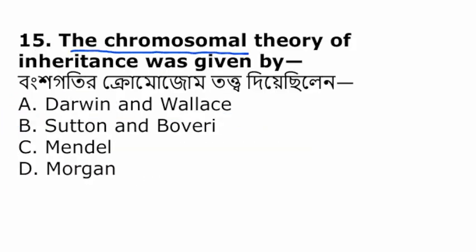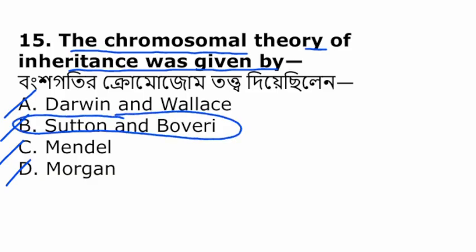The chromosomal theory of inheritance was given by, the chromosomal থিওরিটা কে দিয়েছিল? Darwin and Wallace, Sutton and Boveri, Mendel or Morgan. So the chromosomal theory of inheritance was given by Sutton and Boveri in 1902.